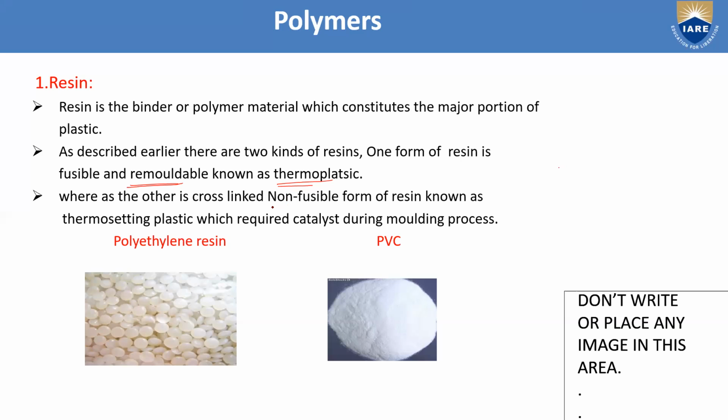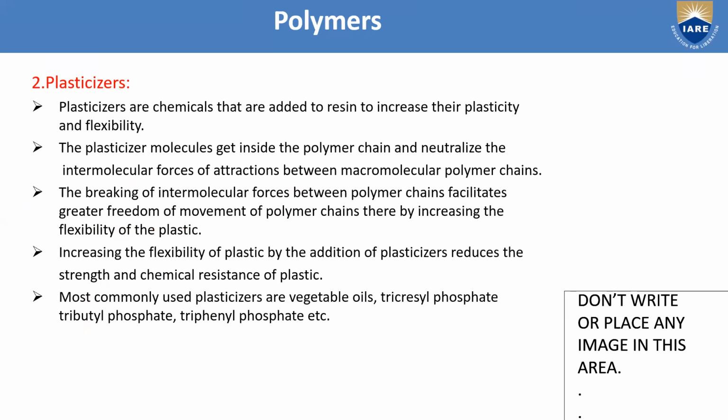Thermosetting plastics are non-fusible. The cross-linked, non-fusible form of resin is known as thermosetting plastic. Thermosetting plastic requires a catalyst during the molding process.